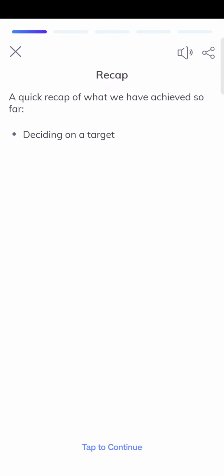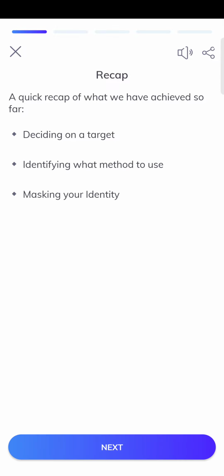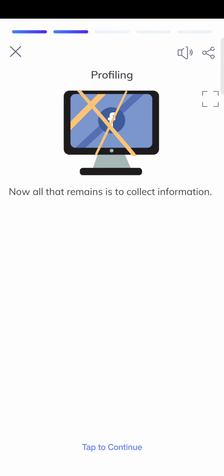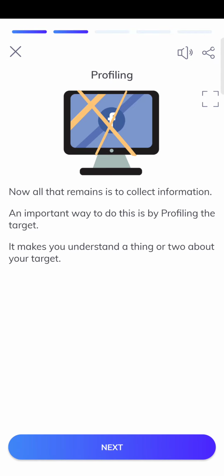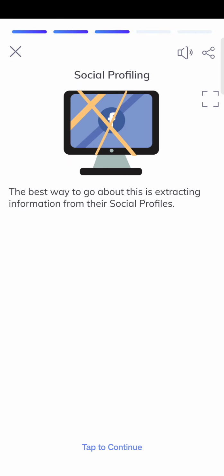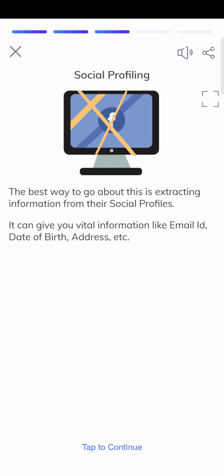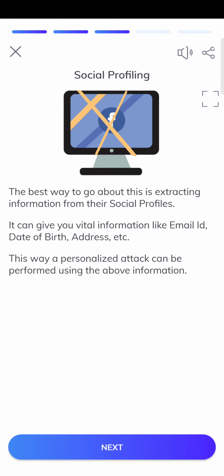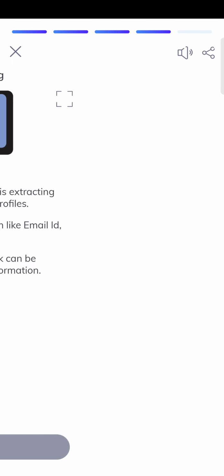Deciding on a target. Identifying what method to use. Masking your identity. Now all that remains is to collect information. An important way to do this is by social media profiles. It makes you understand a thing or two about your target. The best way to go. It can give you vital information like email addresses. This way a personalized attack can be performed using the above information.